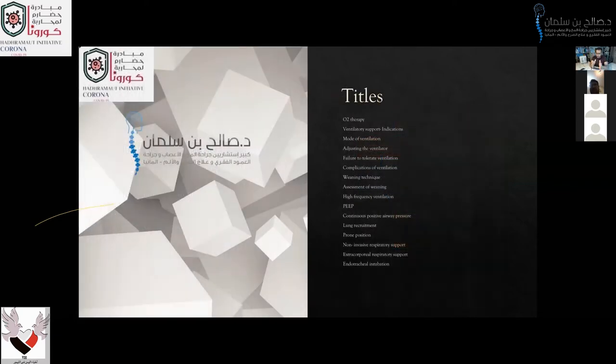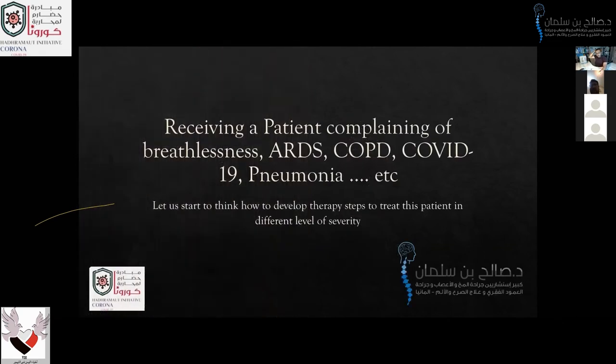This leads me to choose this title, to explain how the respiration works and how we are able to reset the respiration of our patient. We want to start with the main thing, which is oxygen therapy. Receiving patients complaining of breathlessness, acute respiratory distress syndrome, COPD, COVID-19, pneumonia, and so on. Let us start to think how to develop therapy steps to treat the patient at different levels of severity.